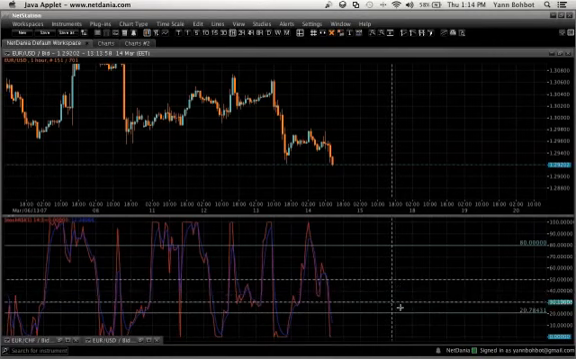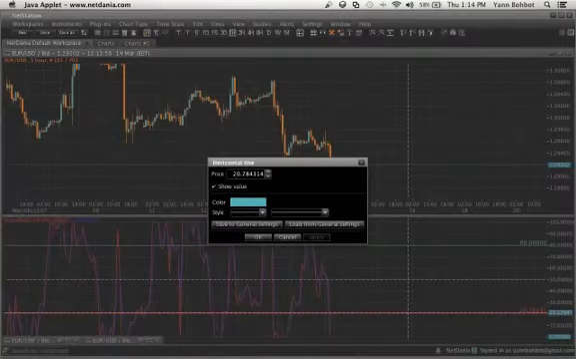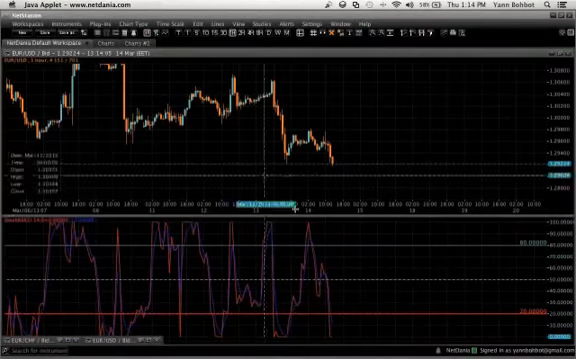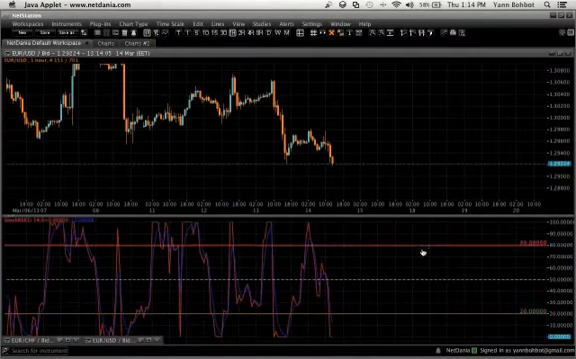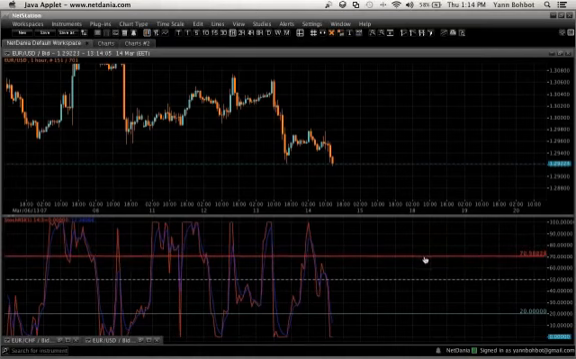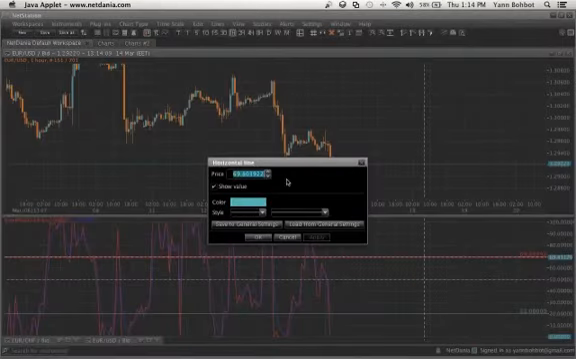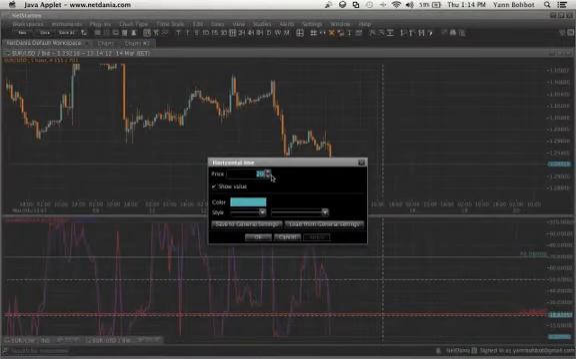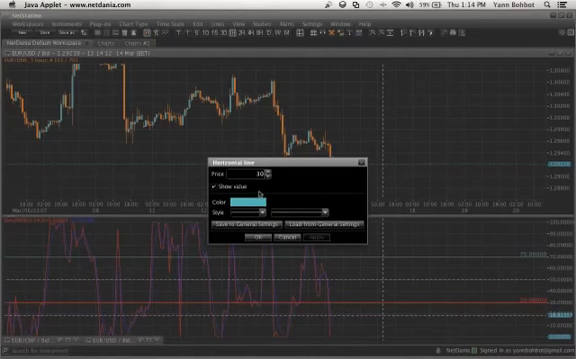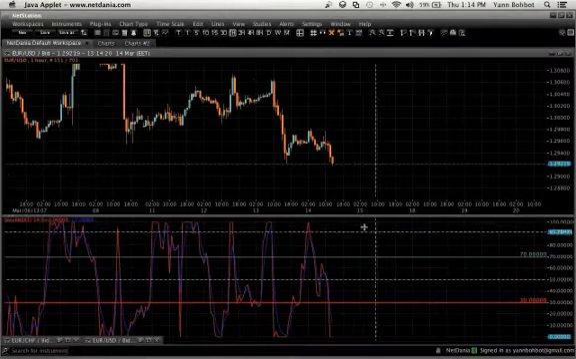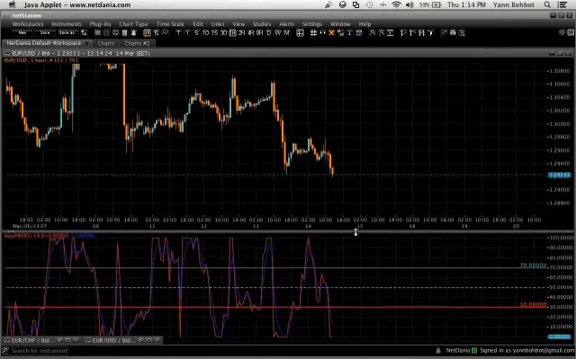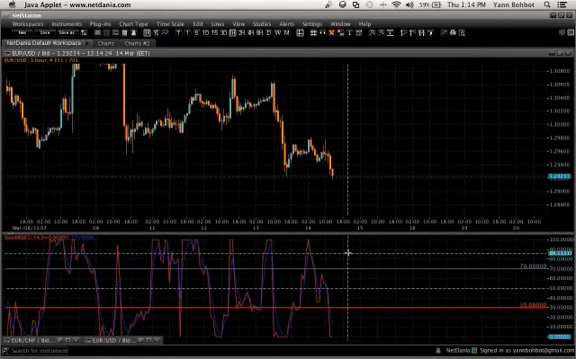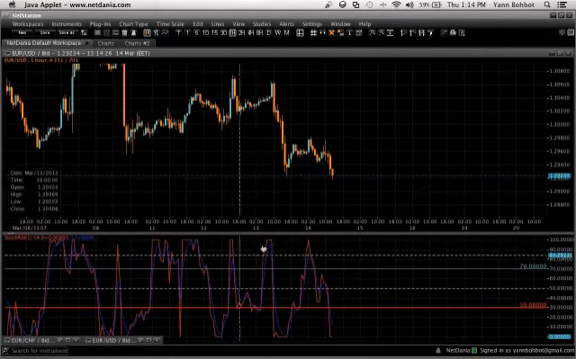Most traders put a line on 70 and a line on 30. Normally it's 80 and 20, but we're going to follow the traders. I'm going to tell you exactly how the stochastic RSI works. It's very simple. We need to follow and try to keep up here.